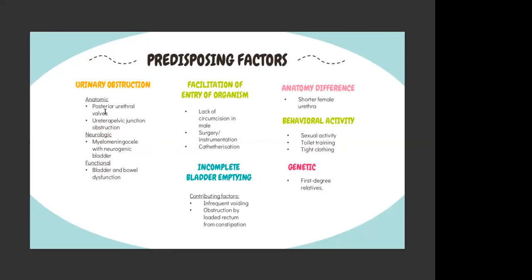Female infants have a 2 to 4-fold higher risk of UTI than male infants. This has been presumed to be the result of anatomy difference, as females have a shorter urethra than males. Behavioral activities such as sexual activity, toilet training, and tight clothing may also predispose to UTI. Next is genetic factors. It is stated that first-degree relatives of children with UTI are more likely to have UTI than individuals without such history.